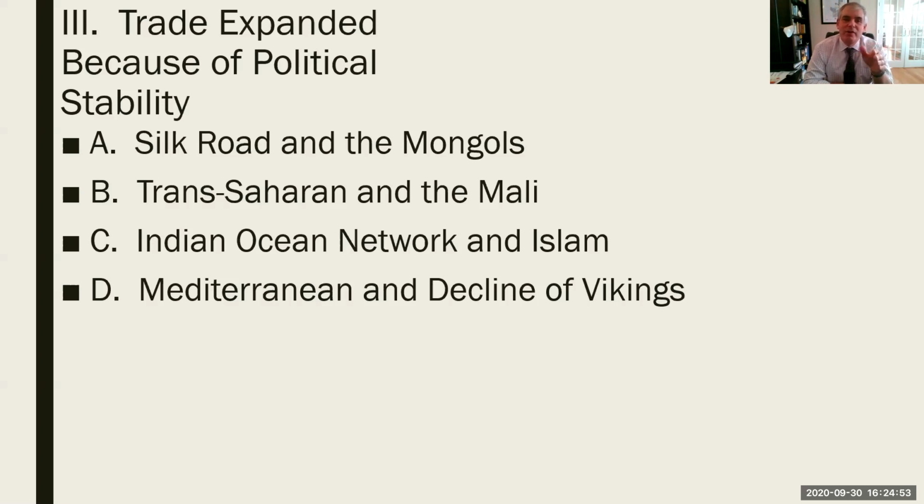The other thing to note is that the Mongols, the Mali, Islam, and the merchant community of Europe encouraged trade. They supported and encouraged trade as well. So in the case of the Mongols, the encouragement of trade was critical to the expansion of trade. So you can't separate the political from the economic. They are one and the same, or they're interlinked with one another.